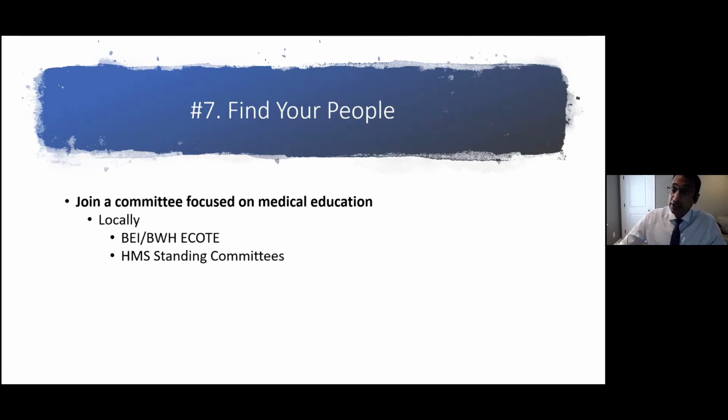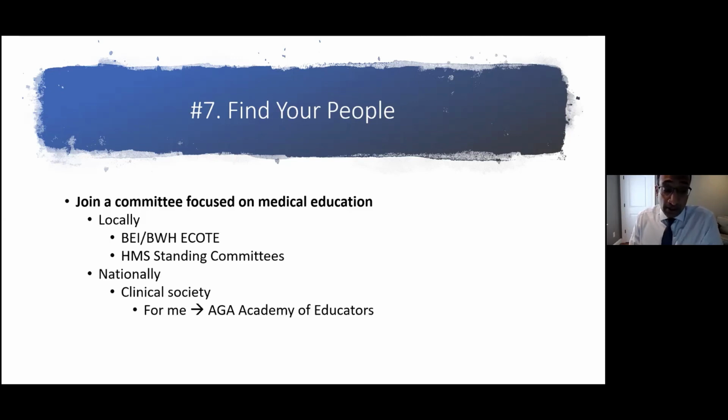So locally, there's the BEI and Brigham E-Coat, which is a great way to learn about education, both at the UME level and the GME level here at the Brigham. And then there are several HMS standing committees. I just got an email a couple of days ago about it, where you can also join and be a part of a committee that works on medical education for the undergraduates, for the medical students. I'd also encourage you to find a society nationally to become a part of.